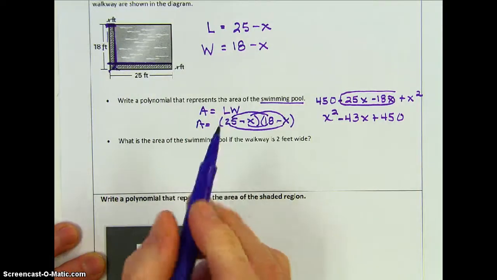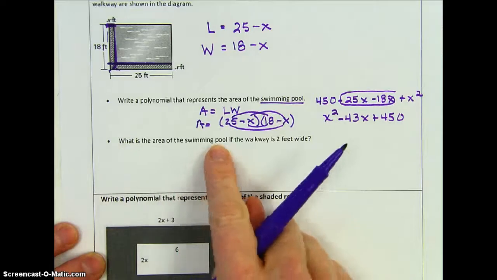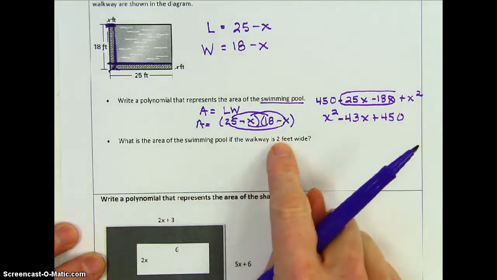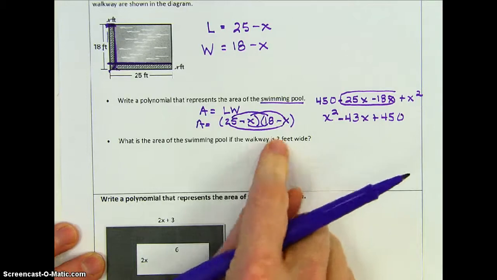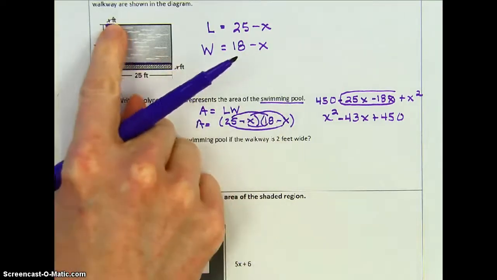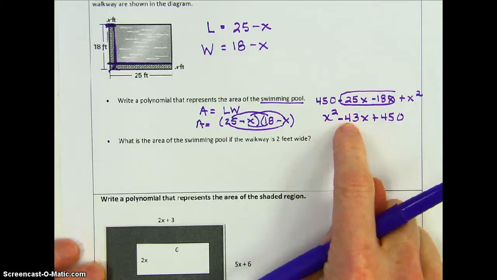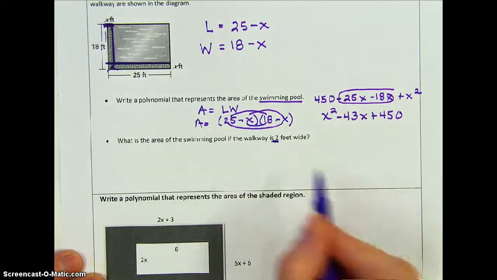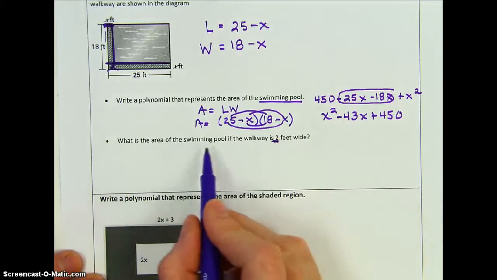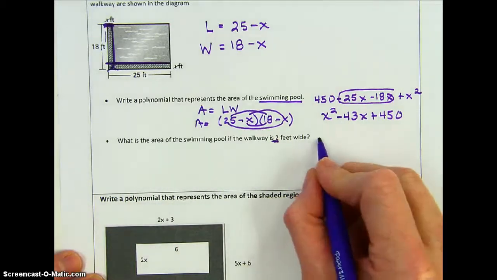Now, we're not finished. Now it's asking us, what is the area of the swimming pool if the walkway is 2 feet wide? Now, I know you're tempted to go ahead and just put the 2 in here and multiply, but we actually want to use our swimming pool area expression here. So what we're going to do is take the 2, which is 2 feet, and we're going to plug that 2 into our formula.